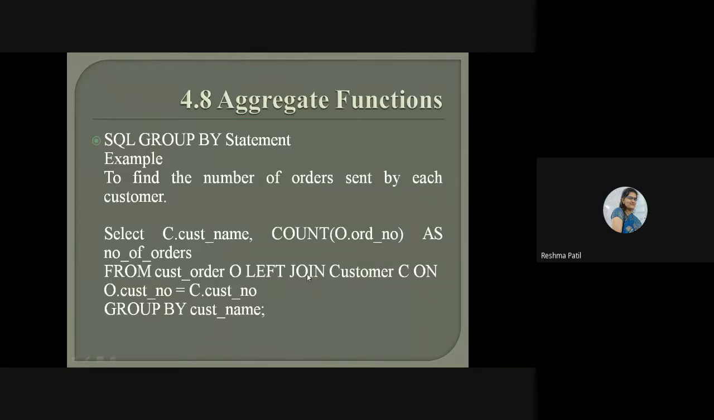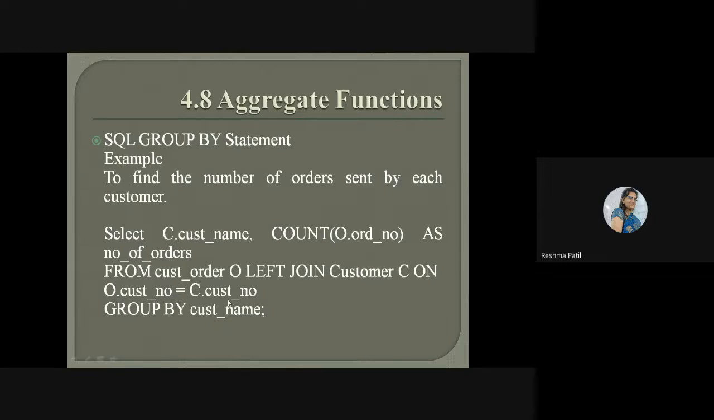So we will compare the data from the left table first. Whatever values are there, we will compare them with the right table, that is the customer table. And the common field for these two, we will write after on: O dot customer number is equal to C dot customer number.